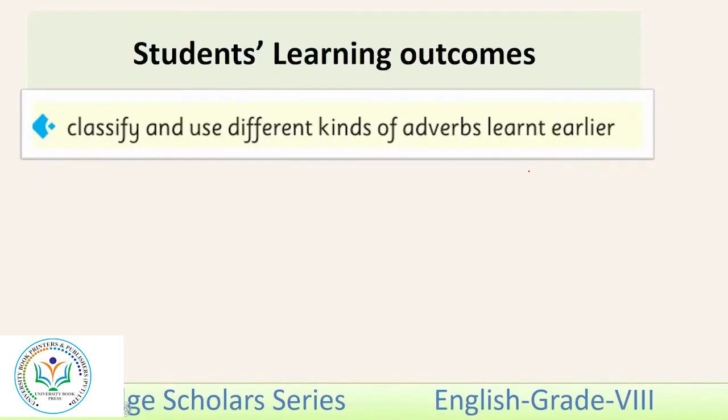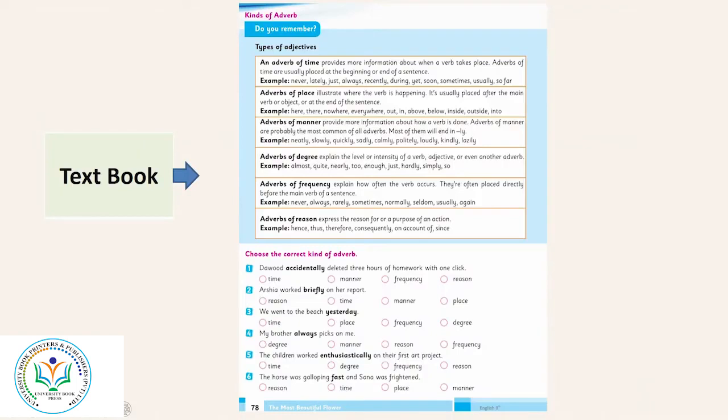Bismillahirrahmanirrahim. SLOs of this lesson are to classify and use different kinds of adverbs learned earlier. In our previous lesson, we discussed adverbs. An adverb is a part of speech which modifies an action. It tells you how, when, where, in which manner, and to which extent the action is done. Today, we are going to discuss the kinds of adverbs in detail.